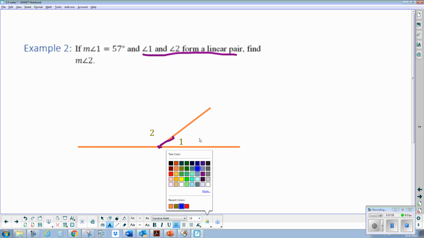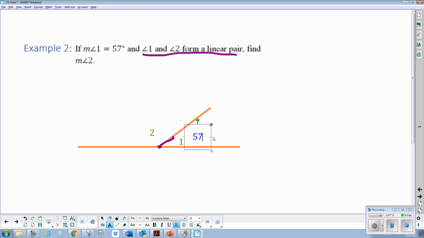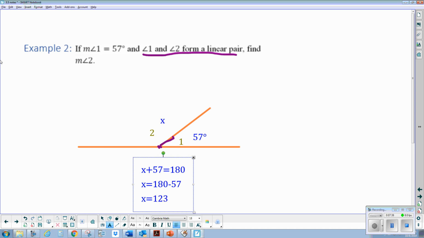Okay, it says angle 1 is 57 degrees. And we don't know angle 2, so let's just call it x. But we do know that they form a linear pair, and that means that they're supplementary. So x plus 57 equals 180. So x is equal to 180 minus 57. And therefore, x is equal to 123 degrees, which means the measure of angle 2 equals 123 degrees.